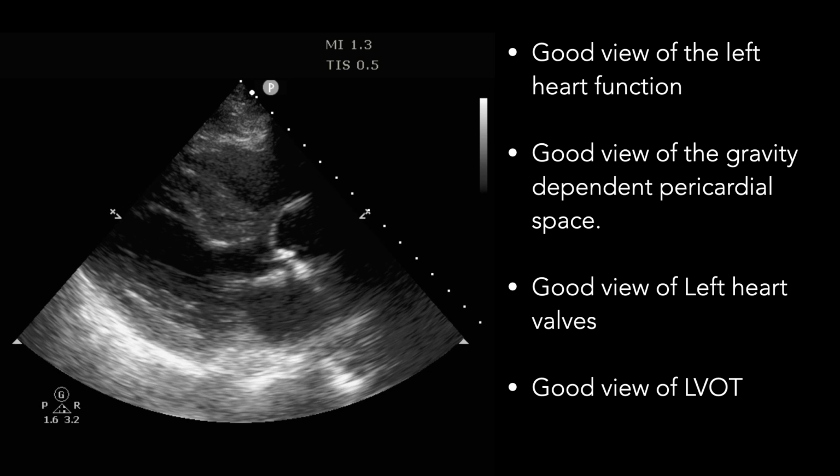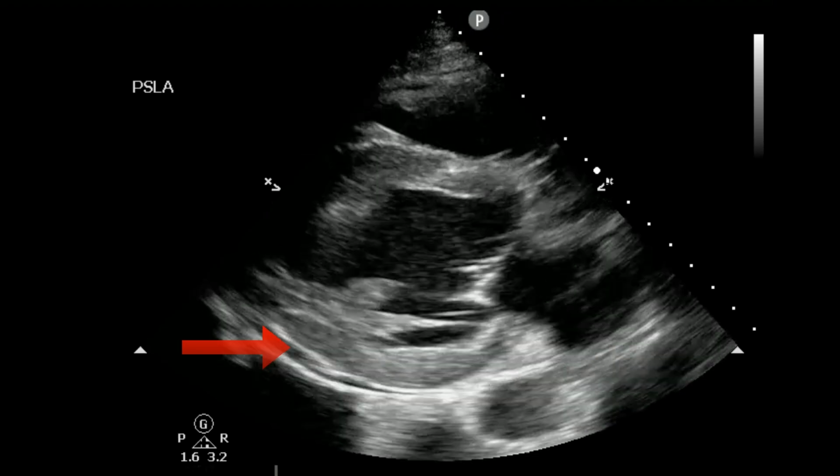There's all sorts of great information in this view, and it's pretty decently easy to get as you position your probe on the sternum, just to the left of the midline, in that second or third intercostal space, with the probe indicator oriented roughly towards the patient's shoulder. You have to do some adjustments when you get there, but this is going to be a great view for those different things. So a couple of pathology examples.